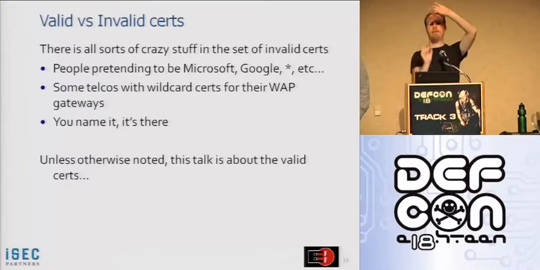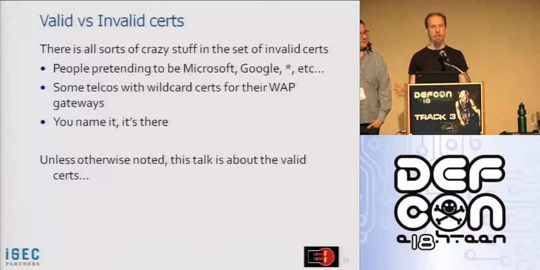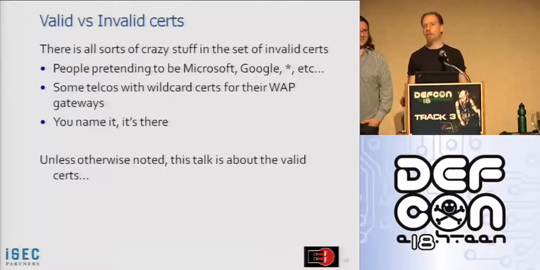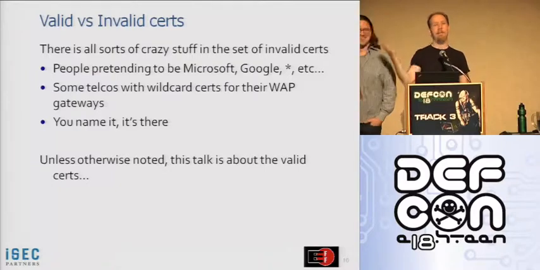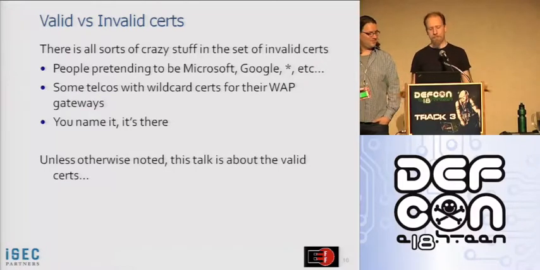But aside from that thin gray line in the middle, you've got a world of black and white. And in the black world, the invalid world, there's all sorts of crazy stuff going on. There are lots of certs out on the internet that claim to be Microsoft, claim to be Google, claim to be Star. There are things that look like telcos in Southeast Asian countries. Maybe they're man in the middling the users. More likely they have a WAP gateway, which is the old mobile internet thing, and those require you to impersonate the server because they didn't have proper infrastructure for TLS. So there's all this crazy stuff out there.